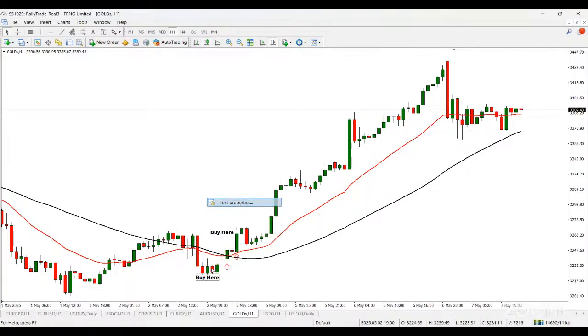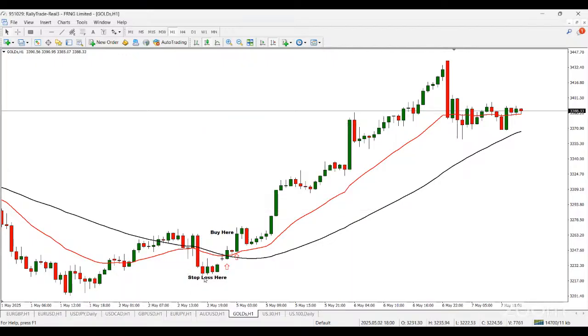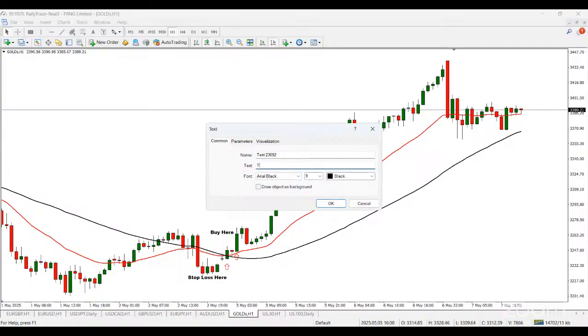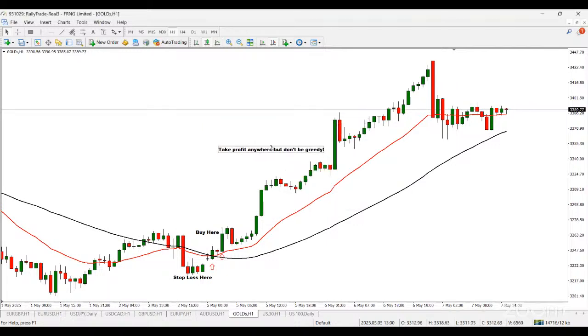Remember, I'm going to edit and say this is your stop loss here. That's why you put the stop loss. Of course, you can take your profit at any point in time. Take profit anywhere. Let me just put it like that. Take profit. Don't be greedy. Let me just type that one there so that you understand that I mean it, that you shouldn't be greedy. Your take profit can be anywhere, but you shouldn't be greedy with it.